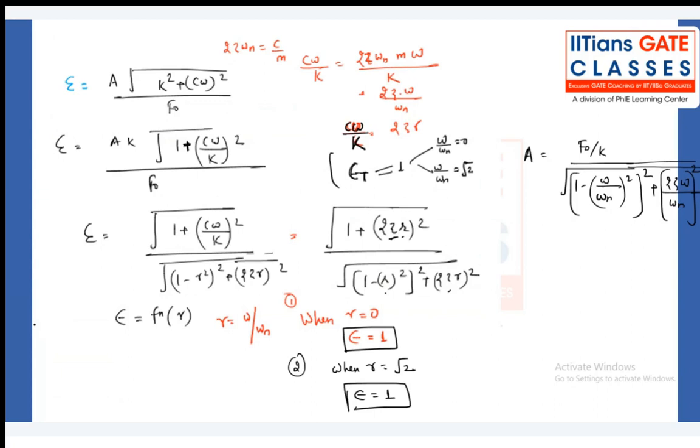Once I put R equal to 0, I will get transmissibility equal to 1. That's a very obvious thing. Once I put R equal to root 2, again I will get transmissibility equal to 1. How many times are we getting transmissibility equal to 1? Two times. One is omega by omega n equal to 0. Second is omega by omega n equal to root 2. Make a note of it. Now we can plot transmissibility versus R.